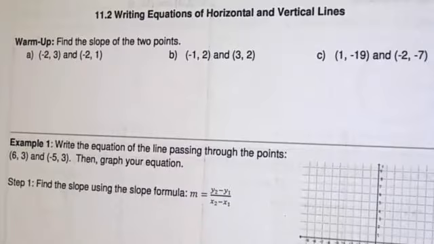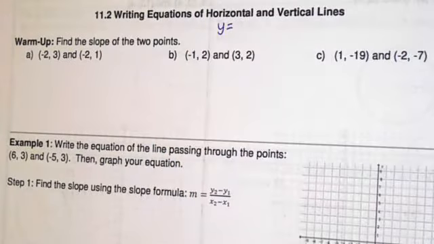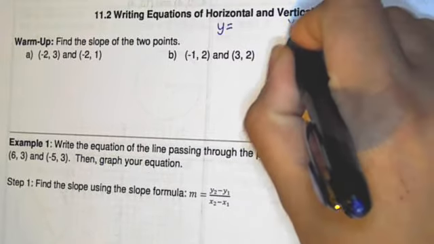This is the 11.2 notes for pre-algebra. It's called writing equations of horizontal and vertical lines. So we're continuing from Friday, where we first learned what the equations of horizontal and vertical lines look like. For horizontal lines, remember all the equations are always y equals a number. And for vertical lines, the equations are always x equals a number.